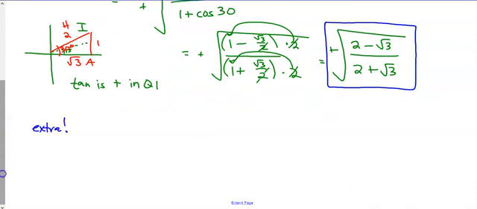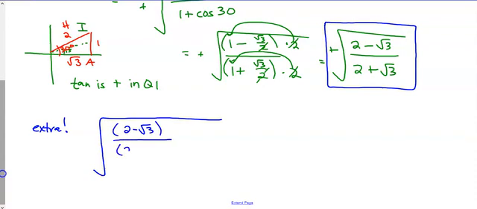So what you can do on one like this to simplify it further is on top you have 2 minus root 3. I'm going to put them in parentheses. On bottom you have 2 plus root 3. What you can do to simplify further is you can multiply the denominator by its conjugate. So the conjugate of 2 plus root 3 is 2 minus root 3. And we're going to do the same on the top. So that's legal. We're multiplying the top and bottom by the same thing.